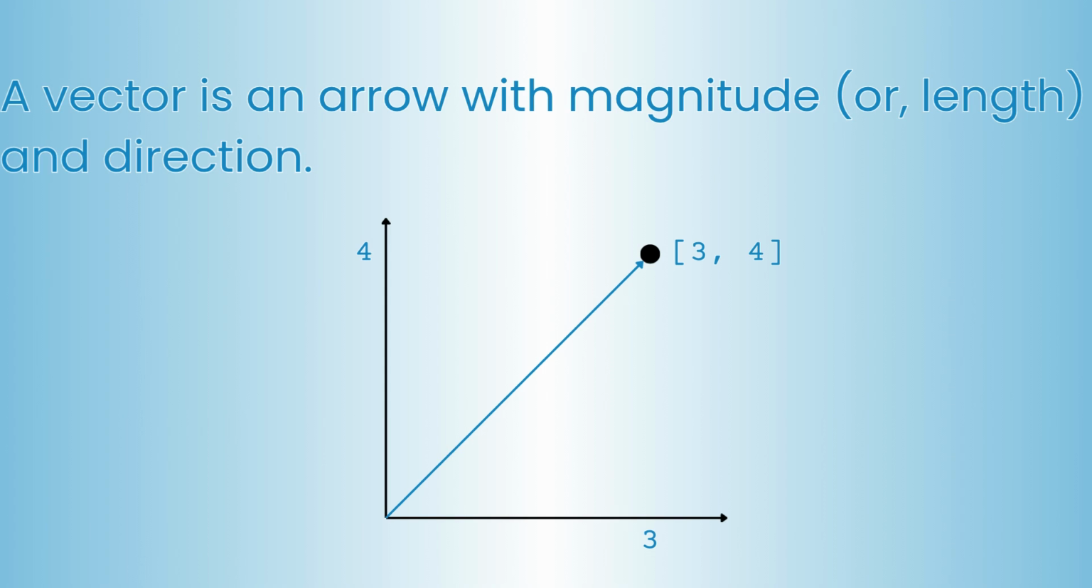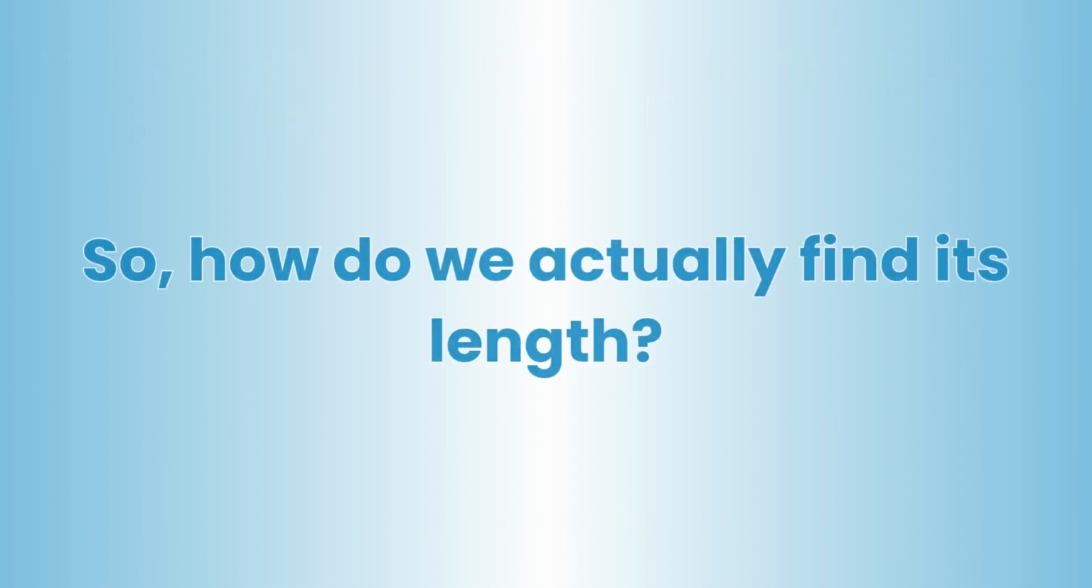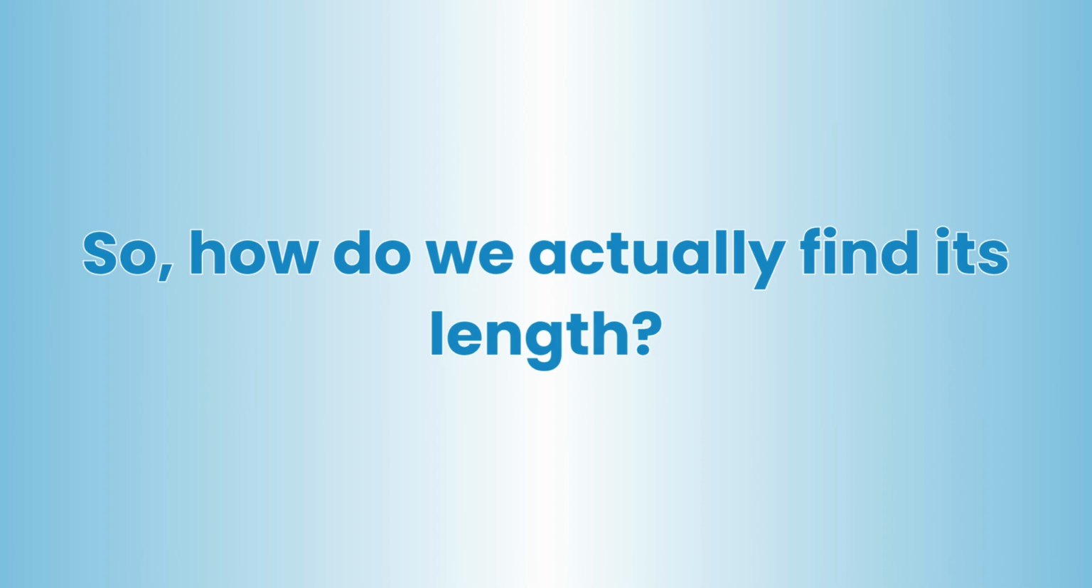In the last video, we discussed the idea that a simple list like 3, 4 is actually a vector. It's an arrow with a magnitude or length and a direction. So, how do we actually identify its length? The good news is we already know how to do it.